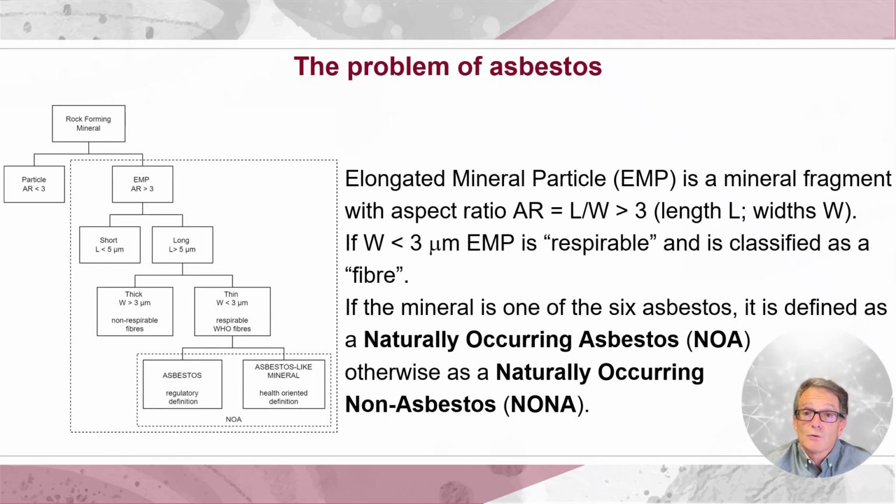A few key terms should be clarified. An elongated mineral particle is a mineral fragment with an aspect ratio greater than 3. The aspect ratio is the ratio between the length and width of the fragment. When the width is smaller than 3 micrometers, the particle is considered respirable and classified as a fiber. If the mineral corresponds to one of the 6 regulated asbestos types, it is called a naturally occurring asbestos, NOA. Otherwise, it is classified as a naturally occurring non-asbestos, NONA.